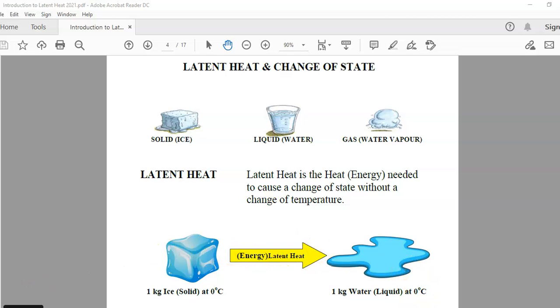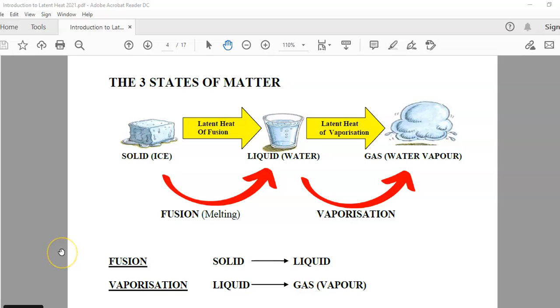There are, of course, 2 different types of latent heat. The energy needed to change the state from solid to liquid is known as latent heat of fusion. Fusion is an old word for melting. It isn't to be confused with nuclear fusion, which is the same word but a very different meaning. So the energy needed to change the state of a solid to a liquid without change of temperature is known as latent heat of fusion.